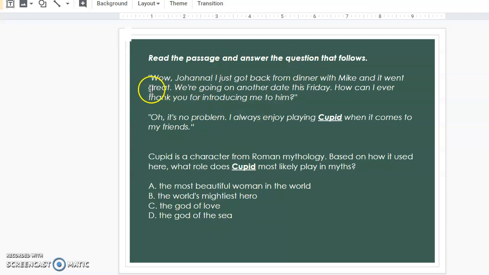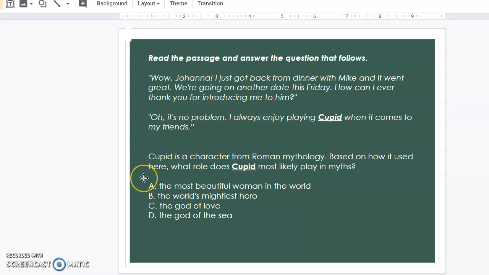Listen to the passage. "Wow, Joanna, I just got back from dinner with Mike and it went great. We're going on another date this Friday. How can I ever thank you for introducing me to him?" "Oh, it's no problem. I always enjoy playing Cupid when it comes to my friends." Cupid is a character from Roman mythology.